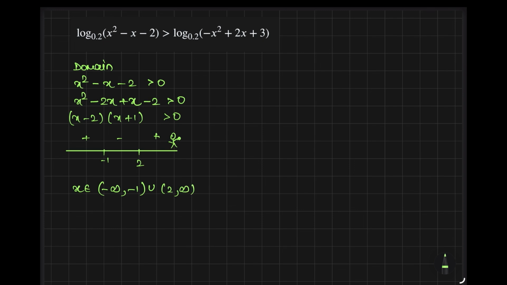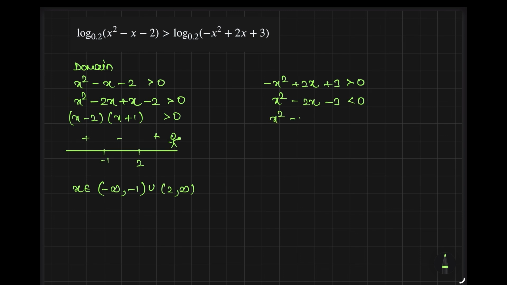Now you have to talk about the second argument, minus x square plus 2x plus 3. This has to be greater than 0. So we have to use the wavy curve method to solve this inequality. You know that the leading coefficient should be positive, so I will multiply both sides by minus 1. Also, you know that if we multiply by a negative number, the sign of the inequality will change. So it will look like x square minus 2x minus 3 less than 0.